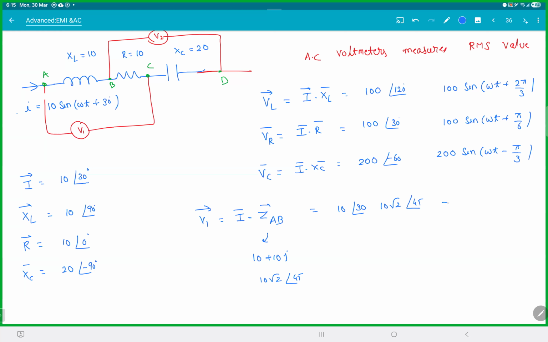So that would be 10 times 10 root 2, 100 root 2. They're not asking us for a function of time t, so you don't need it. Remember, this is the peak value. The voltmeter measures RMS, so if they want you to find it as a function of time t, you can do that too, but what you want is the RMS value. So V1's RMS value will be 100 root 2 by root 2. I think, did I mess up any calculations? That looks right. So that's 100 volts. Clear with this?